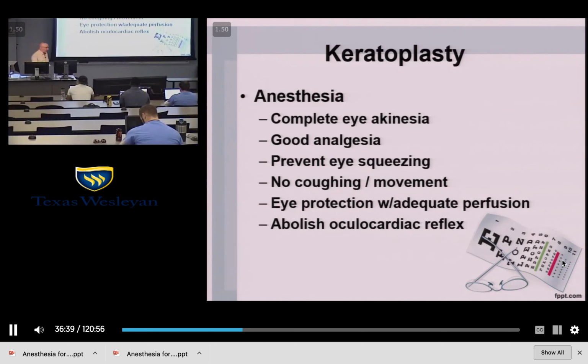You don't want that patient coughing. We obviously need adequate perfusion, so fluid status is important. Blood pressure is important for eye protection, and we need to, quote unquote, abolish the ocular cardiac reflex. So they will benefit from a retrobulbar block.